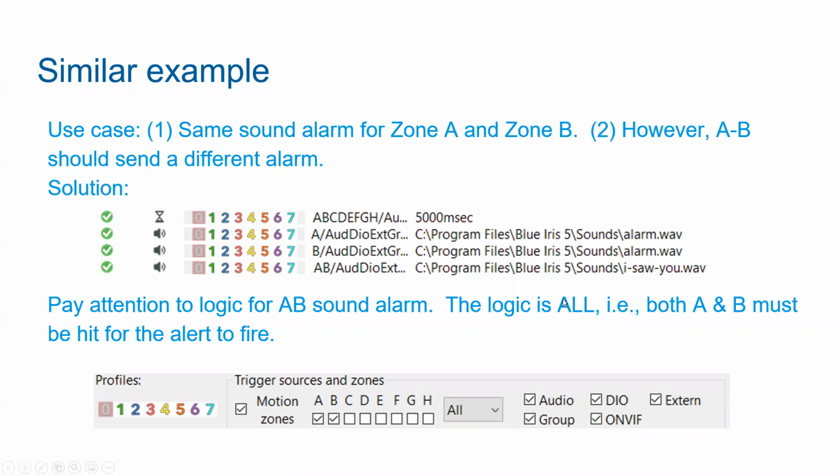And then don't forget to pay attention to the logic. When you create this action map for A and B, don't forget it's got to be "all". It's got to hit A and B, all of them, before it sends the alert. The default is "any", which means if it hits A or B, it's not going to provide the restriction that you wanted. So the logic is important as well. Make sure it's "all", so that it has to have gone through both A and B before the alarm is sent.